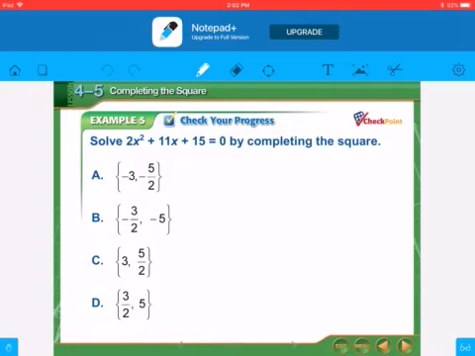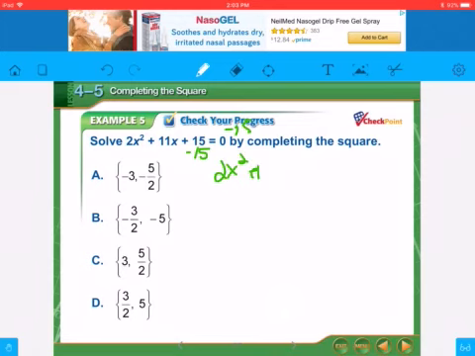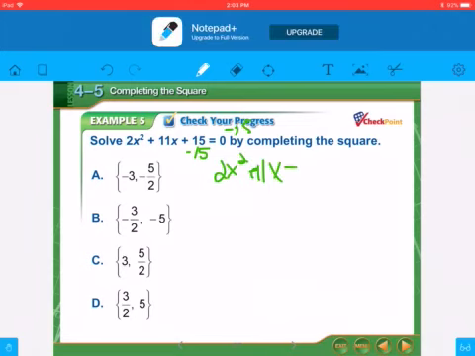So here I've got another one. I've got 2x squared plus 11x plus 15 equals 0. So I need to subtract 15 from each side. Okay, so I'm subtracting 15 from each side. So I get 2x squared plus 11x equals negative 15.